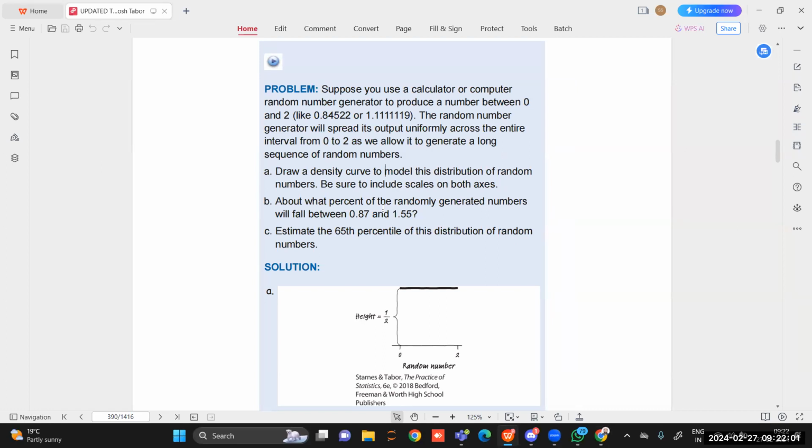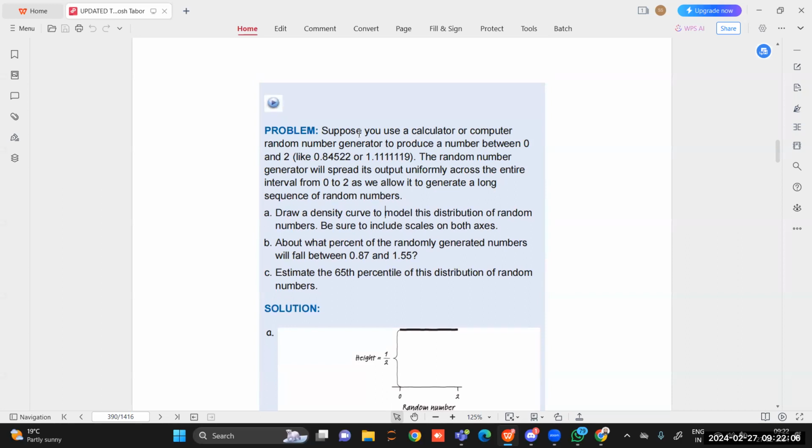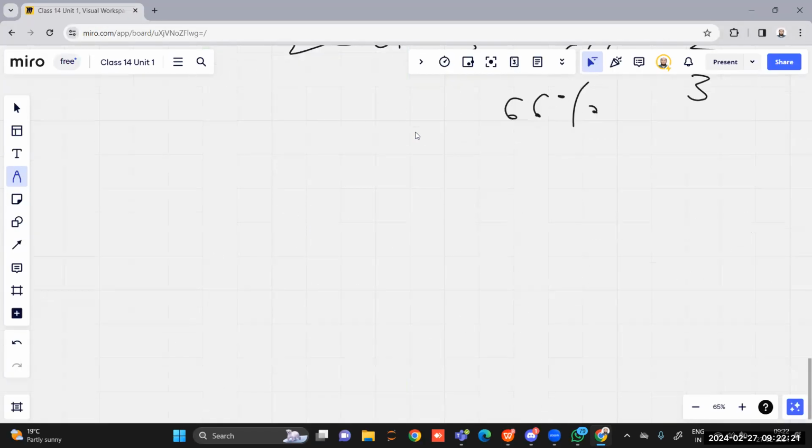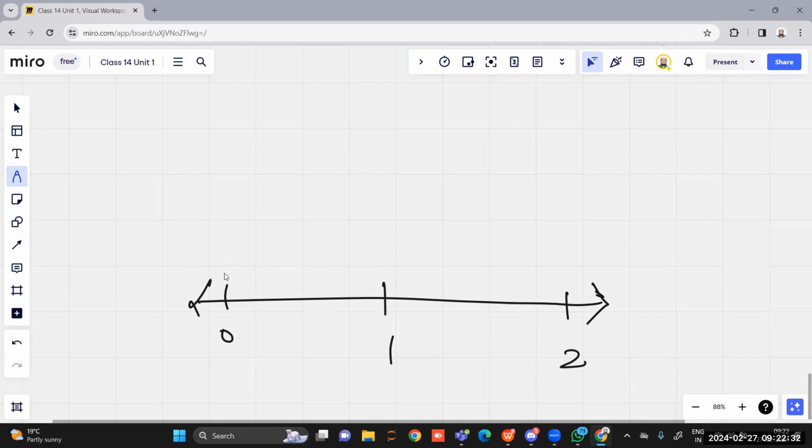Okay, so what he is telling is that suppose you use a calculator or computer, a random number generator, to produce a number between 0 and 1. The random number generator will spread its output uniformly across the entire interval. Suppose we are recording what this random number generator is producing. So it is 0, 1 and 2. Suppose it has generated 0, so my data point will come here. It is coming 0.0001. Then there are different points in that.